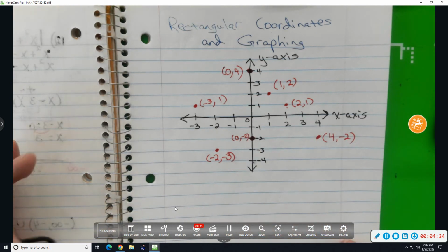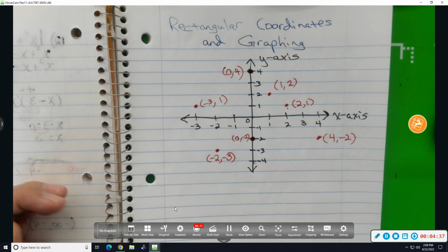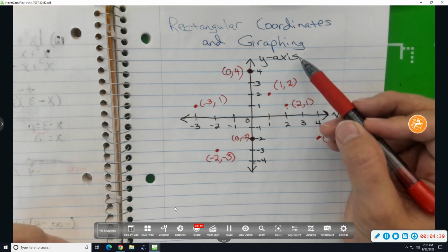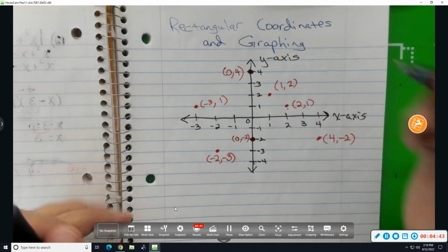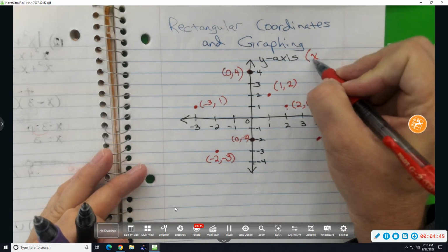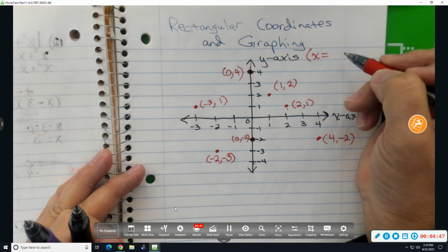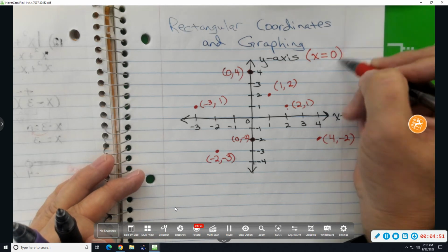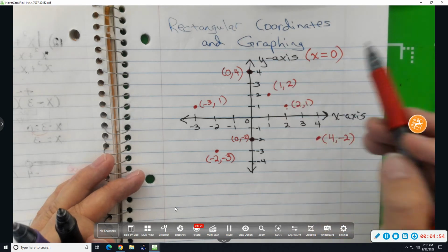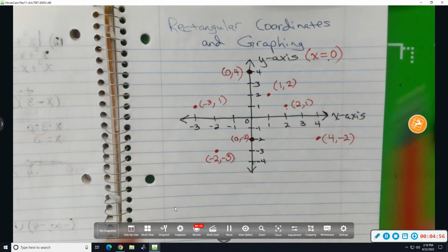Any questions on our logic there? So I'm going to make a note of something. If a point is on the y-axis, its x value will always be what number? 0. If a point is on the y-axis, the x value is 0.